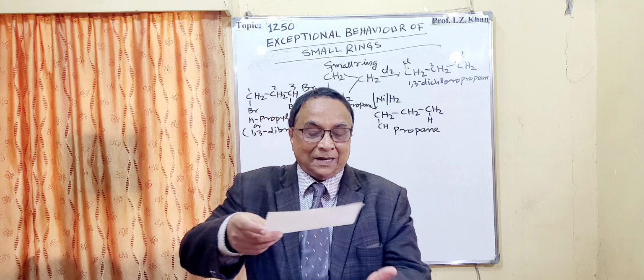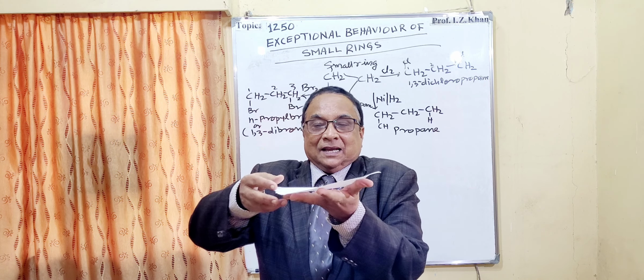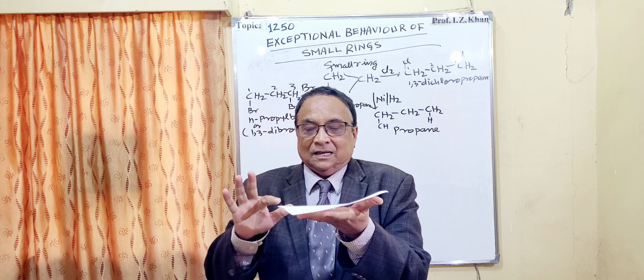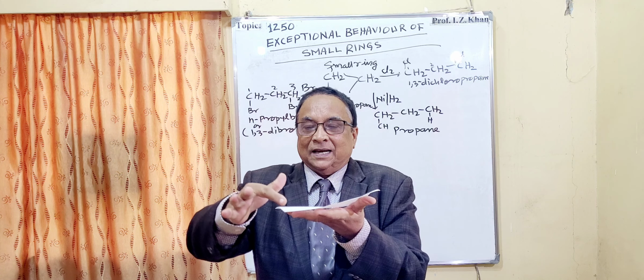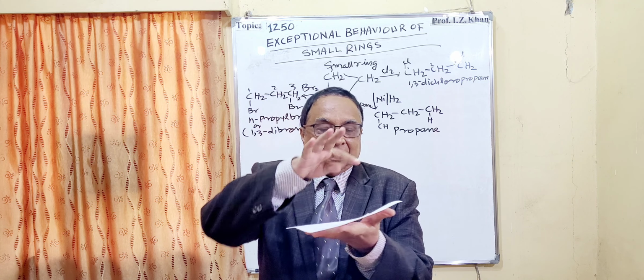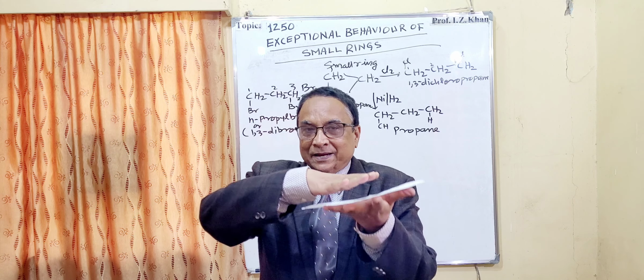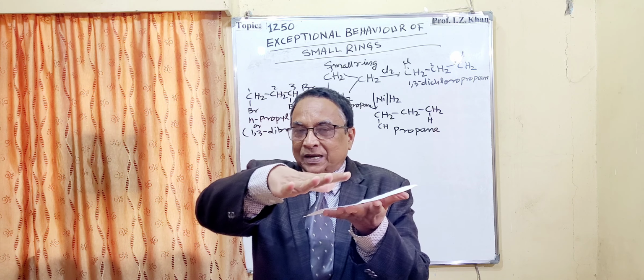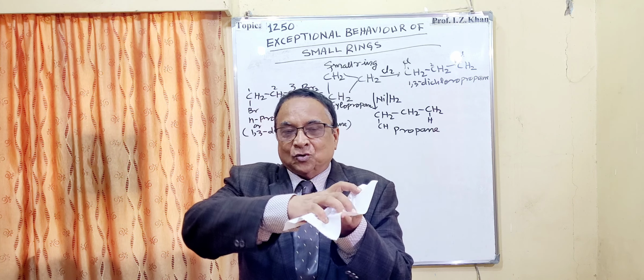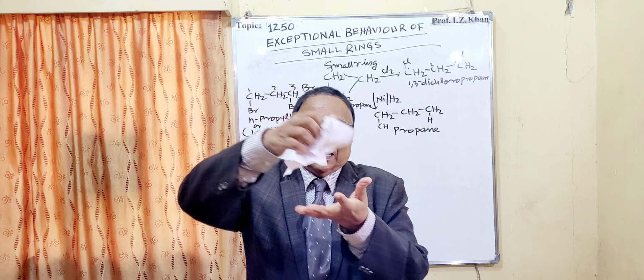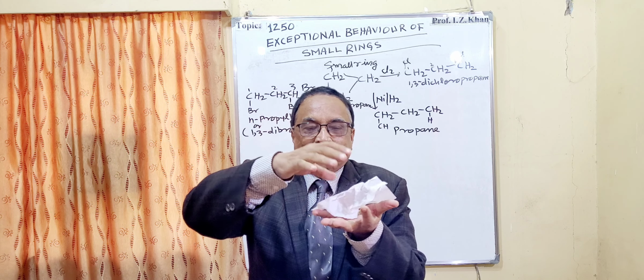Pucker means, for example, if you assume that this is cyclobutane, one carbon here, other carbon here, third here, fourth here, they are all lying on the same plane. So cyclobutane is planar. But if I do like this, the structure is puckered.